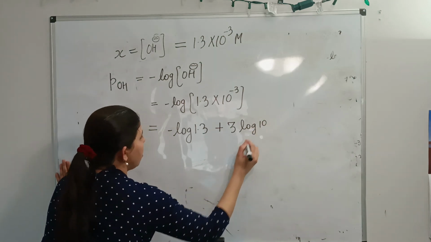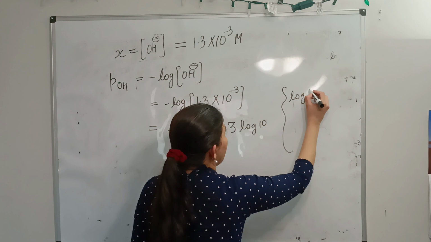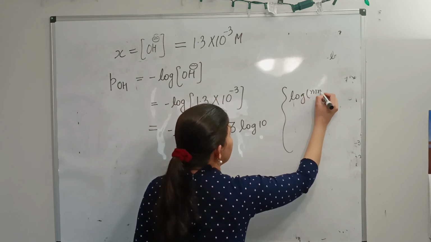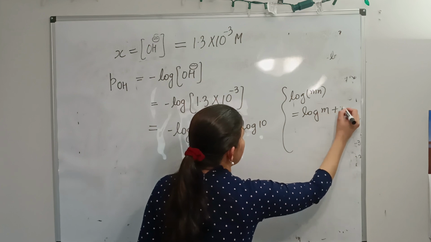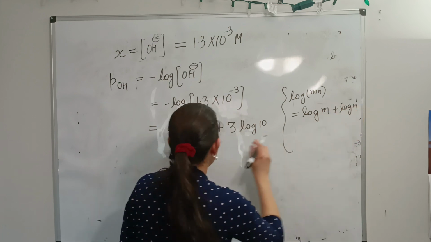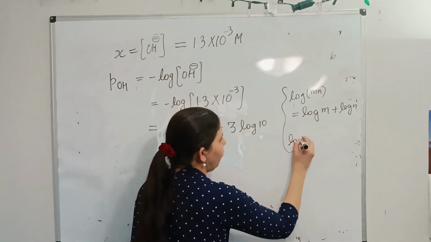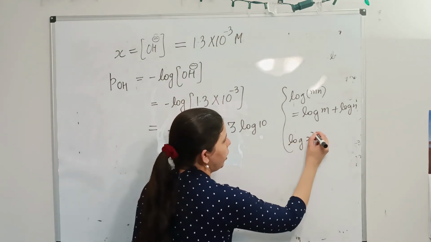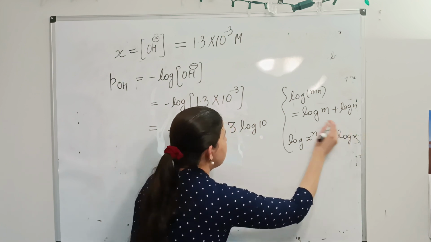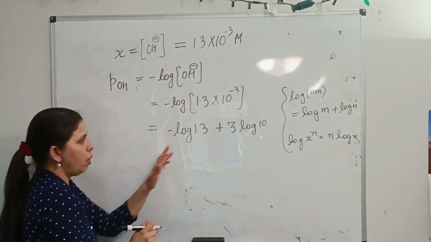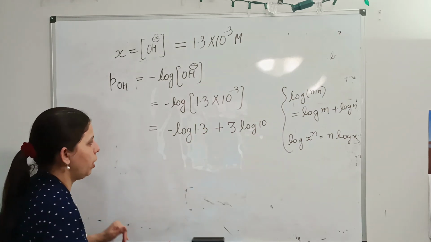So you can recall that log mn is equal to log m plus log n. Also, if there is log x raised to the power n, this would be n log x. So the power will come in the front, and then you have the log. So this is what we have done here.